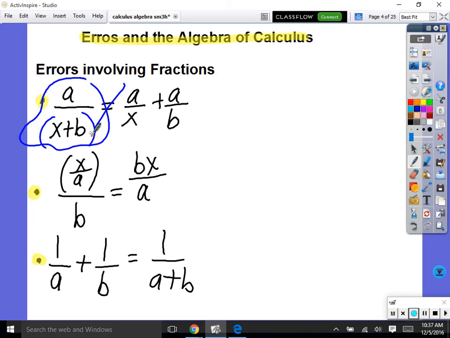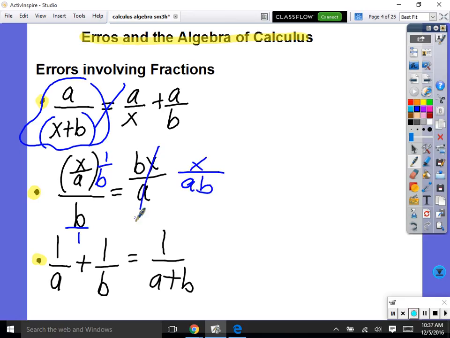All right. People will say this. We have x divided by a divided by b. They'll say it equals bx over a. Now let's do the actual algebra. Isn't that b over 1? Dividing fractions, easy as pie. You flip the second one and multiply. So our answer should be x over ab, correct?